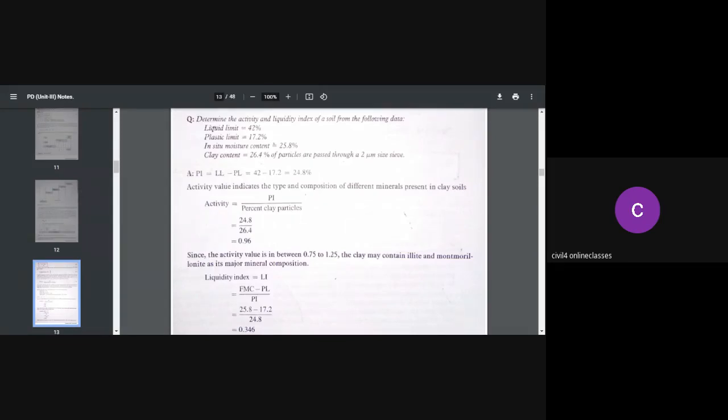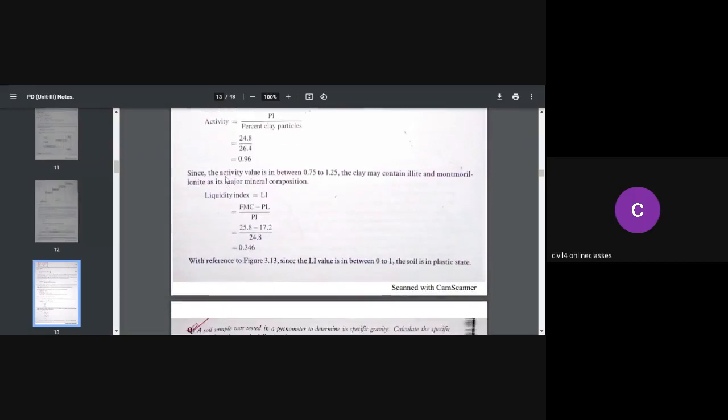Activity is the value that indicates the type and composition of different minerals present in clay soils. The formula is plasticity index divided by percentage of clay particles. The value is in between 0.75 to 1.25. The clay may contain illite and more illite as its major mineral composition.